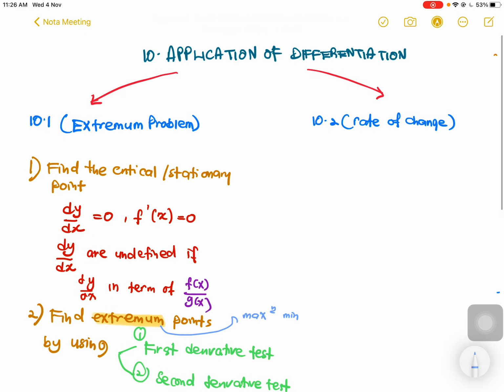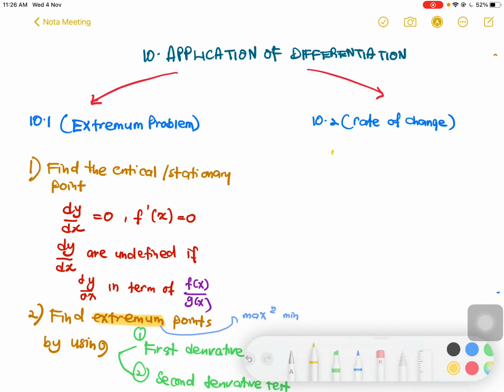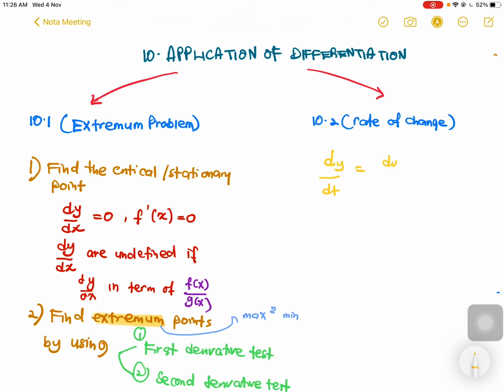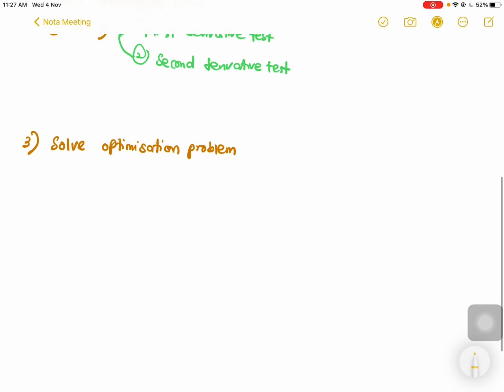And for 10.2 rate of change, we will solve by using the formula dy/dt is equal to dy/du times du/dt. Okay, so that's finish for chapter 10. That's all that you will learn in chapter 10. So we proceed to questions for the critical point.